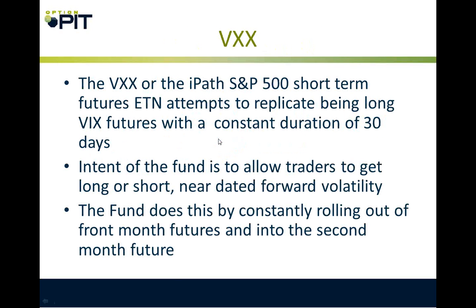All right, so now let's look at VXX. The VXX, or the iPath S&P 500 short-term futures ETN, tries to replicate a long VIX future with a constant duration of 30 days, right? Makes sense, right? The VIX has a constant duration of 30 days. Why wouldn't I want a future with a constant duration of 30 days? Makes sense, right?